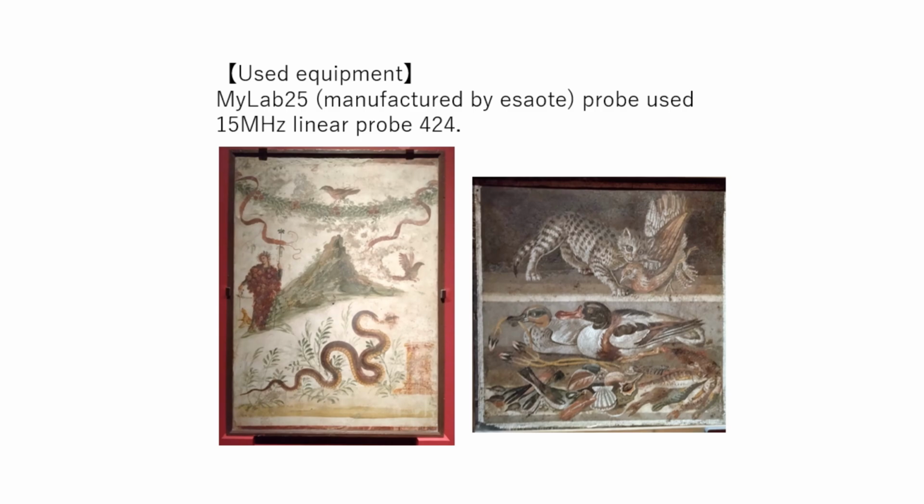Used equipment: MyLab 25 manufactured by Esaote. Probe: 15 MHz linear probe. The echo image is over 10 years old. At that time, digitalization was on the rise, and soft tissues such as muscles and ligaments could be seen clearly.